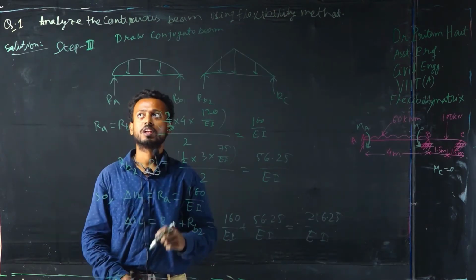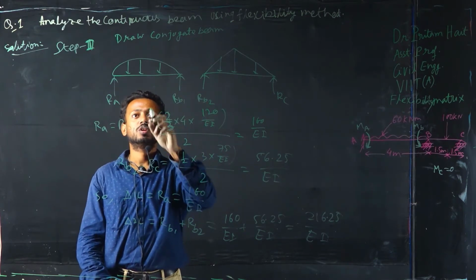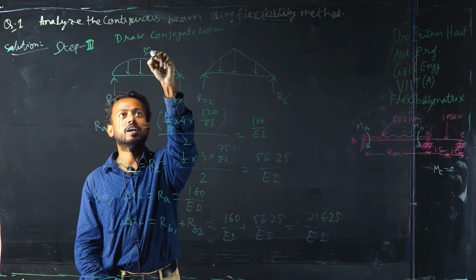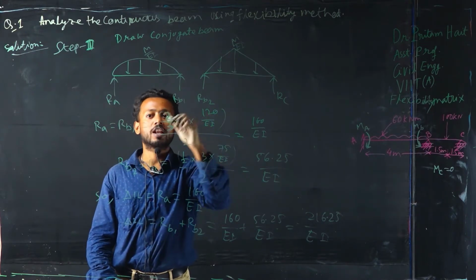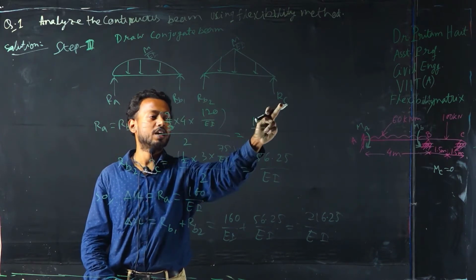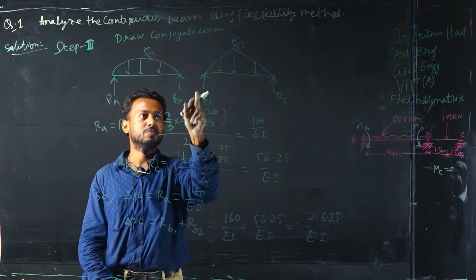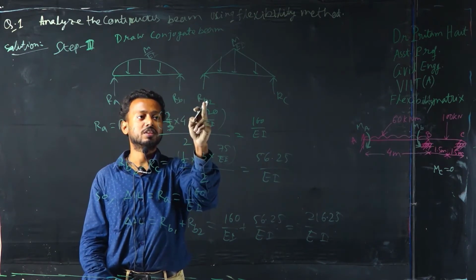Okay, so the next step is the third step, draw the conjugate beam. So here I have drawn the M by EI diagram. In this M by EI diagram, you have to calculate the reactions RA, RB1, RB2 and RC. This is RB1 and RB2 because these are at the same joint. So that's why I have given these names.